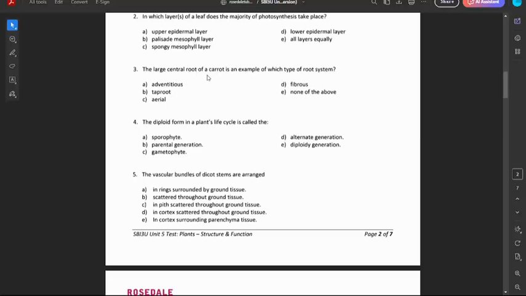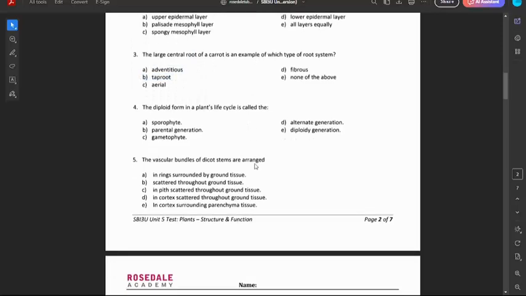The large central root of a carrot is an example of which type of system? So a large central root, we can already tell by these two words, large central, that it's a taproot. Only taproot has a really long root that has small roots branching from it.